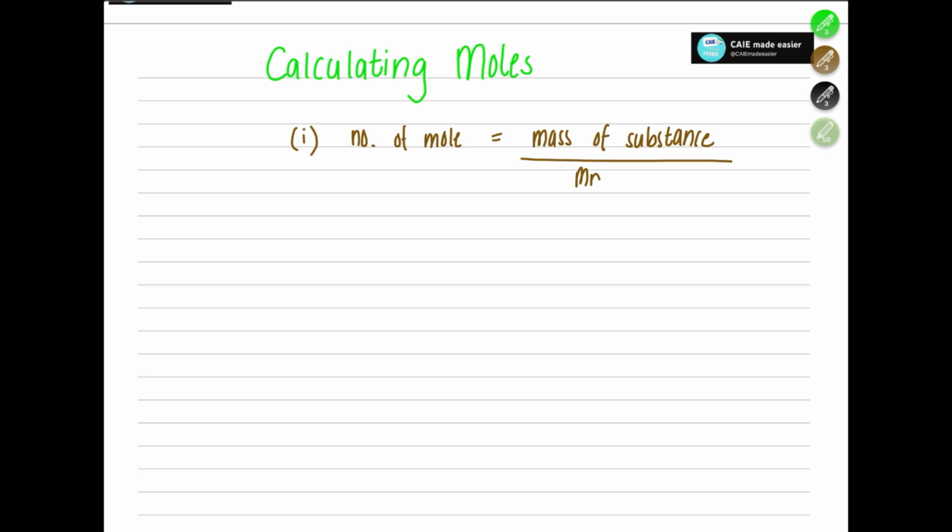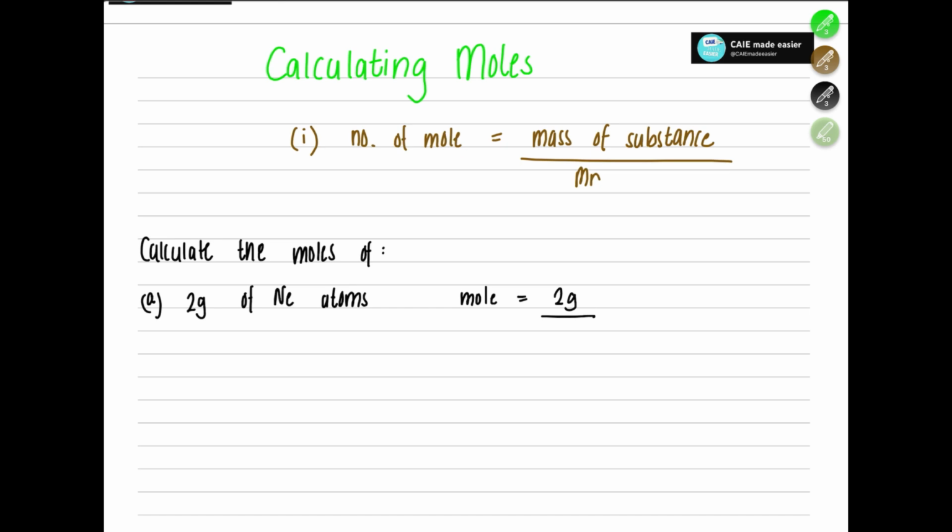All right. Now let's look at some examples. First, find the moles of 2 grams of neon atom. So what is the formula? Moles equals mass divided by MR. So we'll say 2 divided by MR of neon atom. This is 20. You can see it from the periodic table, and it's going to be 0.1 mole. What this means is that if we have 2 grams of neon atoms, we have 0.1 moles of neon.